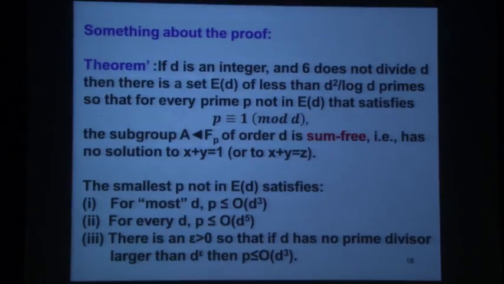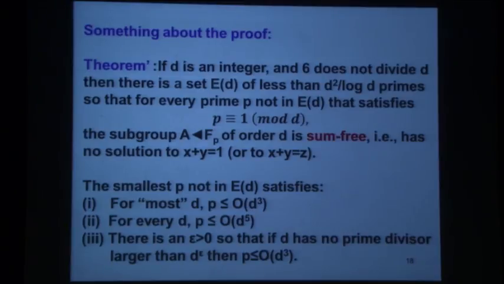And now what we want to say is that the smallest p, which is not in E of D, for which this holds, is relatively small as a function of D, because the size of the group is D. So if p is like D cubed, then the size of the group is p to the 1/3. The claim is that for most D, and this is in a well-defined way, so let me not define it, p is at most a constant times D cubed.